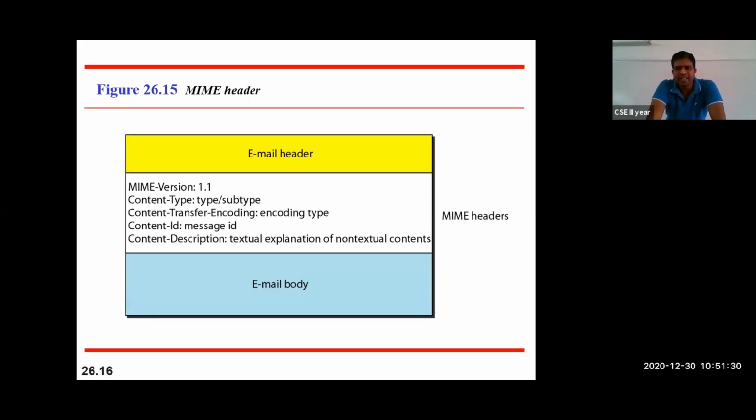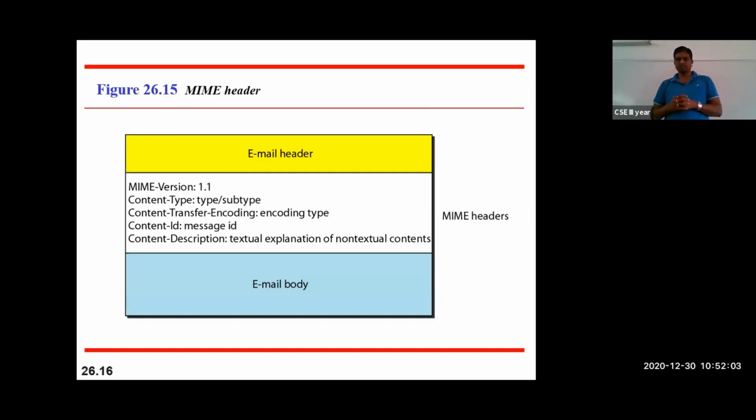Then content ID, a unique ID given to every message that is being sent. Then content description. So it gives a textual description of non-textual content. If there is a video in the message, it says video. If there is an image in the message, it says image. Type defines a code which will tell whether it is an image, whether it is a video. Content description will give you a textual description.